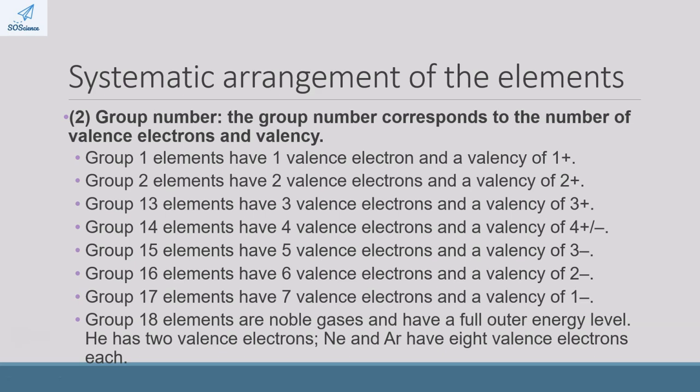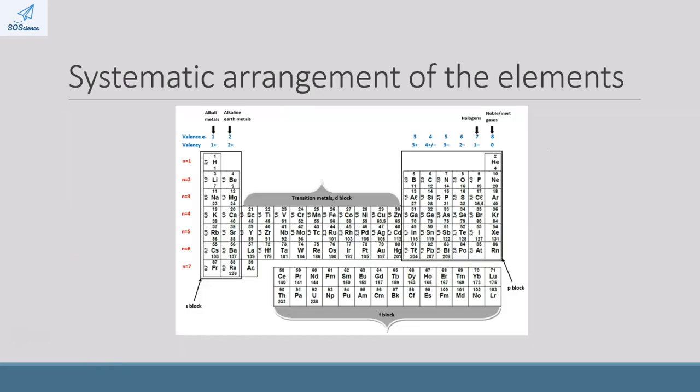And then group 18 elements are noble gases. They have a full outer energy level. Helium has 2 valence electrons. Neon and argon have 8 valence electrons. So again, go to your periodic table, and I'd like you to label valence electrons and valency. And next to valence electrons, I want you to insert 1, 2, then go all the way to group 13, 3, 4, 5, 6, 7, 8.